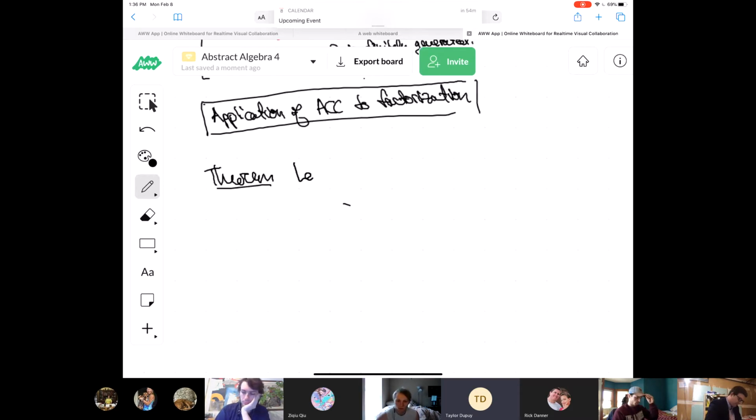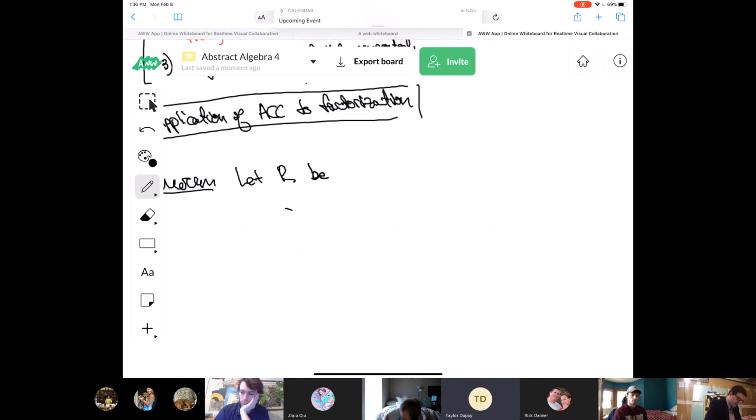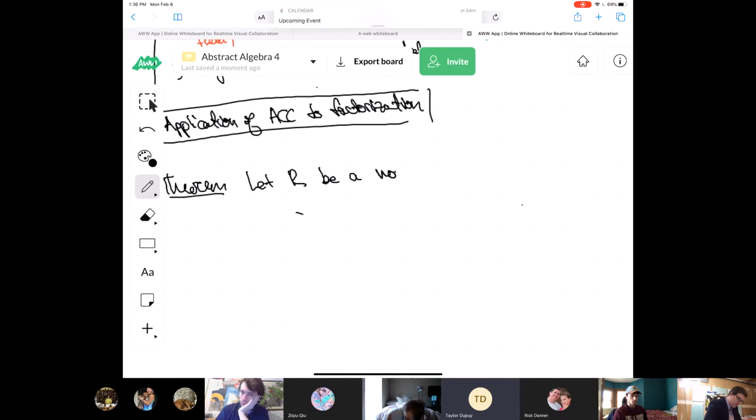So let R be a Noetherian domain. I don't think we need a domain even. Let R be a Noetherian ring. By the way, I'm trying to follow the convention that words with people's names in them, when used as an adjective, are lowercase, which I think is a very nice convention.